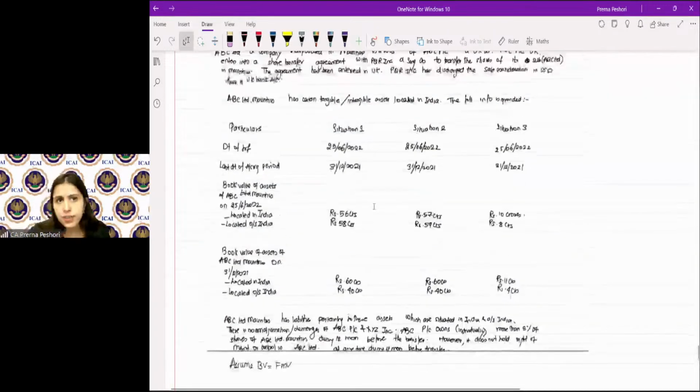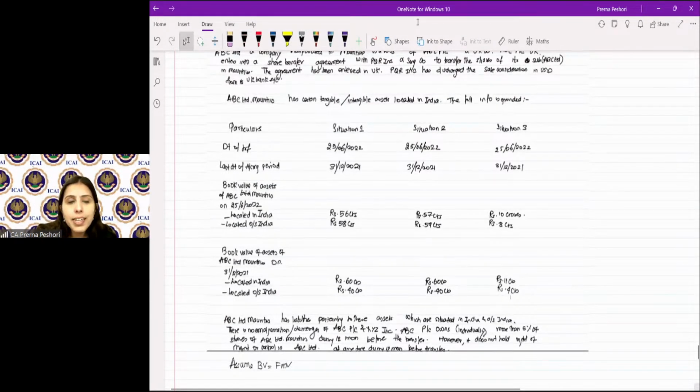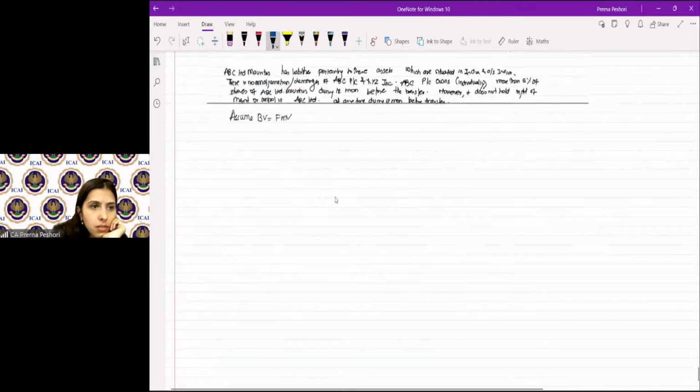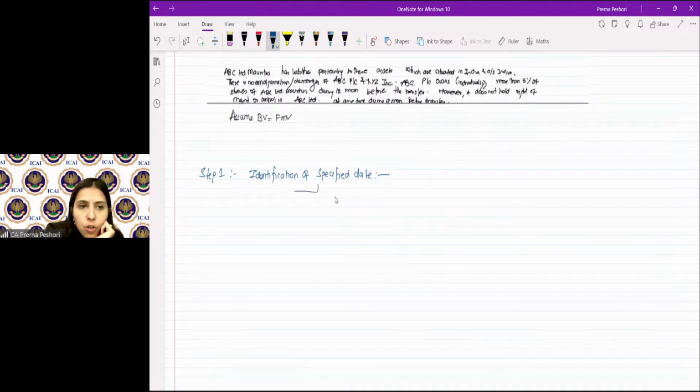Okay. So first scenario. Now I'll explain how we do the calculations here, so you will understand fundamentally what the provision is all about. So students, step one of the calculation is the identification of the specified date. So my step one is identifying the specified date. Okay. So just write down step one, identification of specified date. So for specified date identification, what did I tell you?